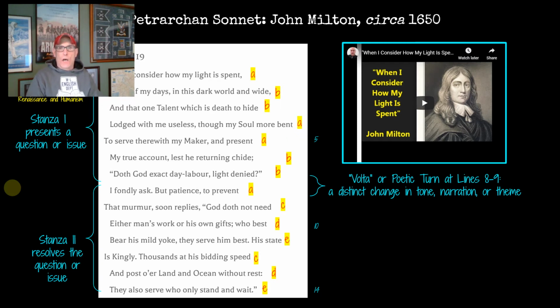So let's listen to John Milton's Sonnet 19. It's about his struggle with blindness. He became blind during his life. And his sense of religious duty.